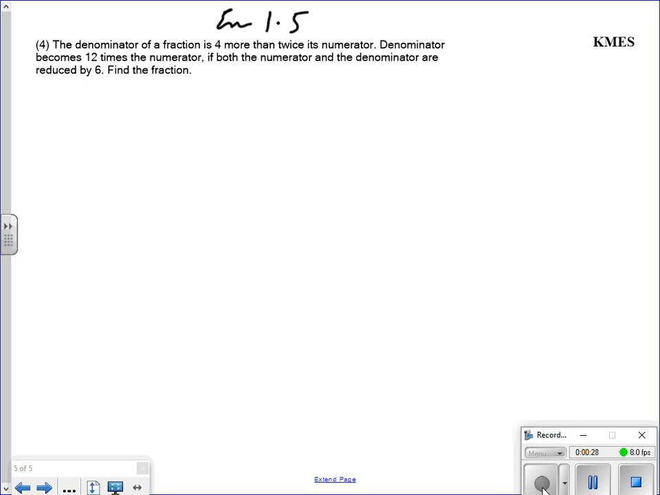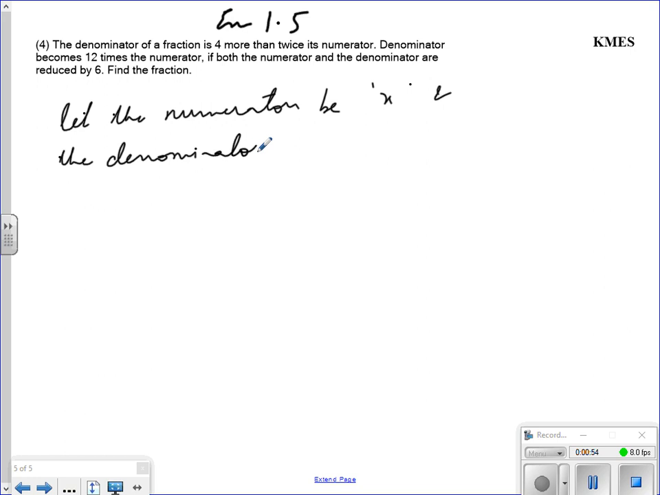Now all of you are well aware that in a fraction we have a numerator and a denominator. So let us consider that the numerator is x and the denominator is y. Therefore, the required fraction will be x upon y.